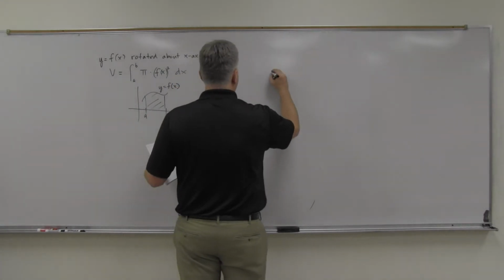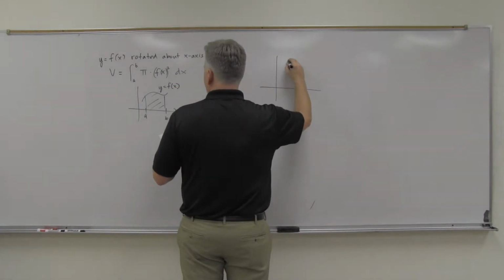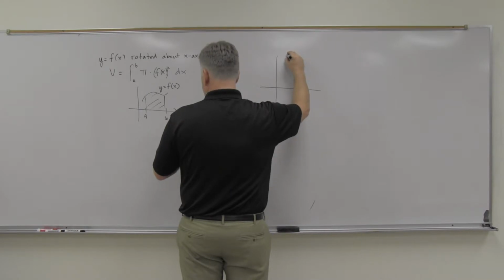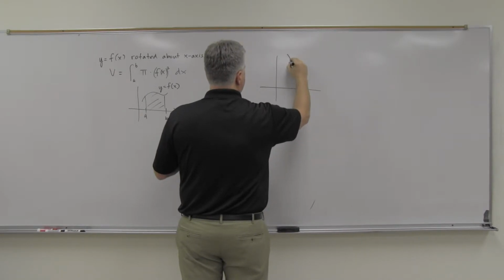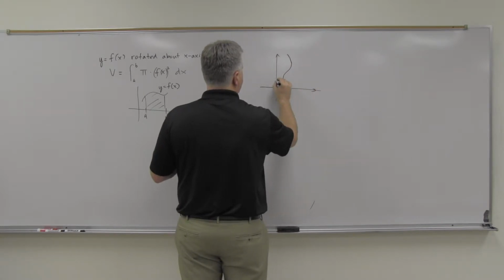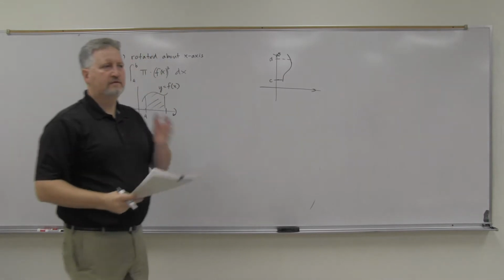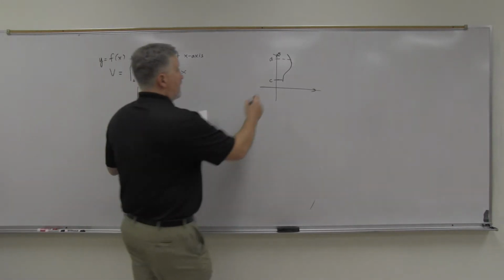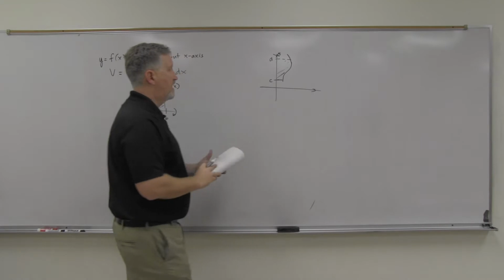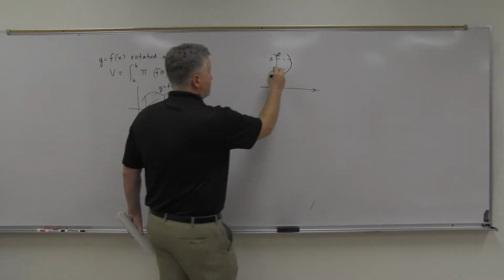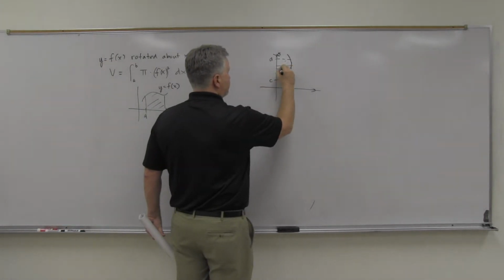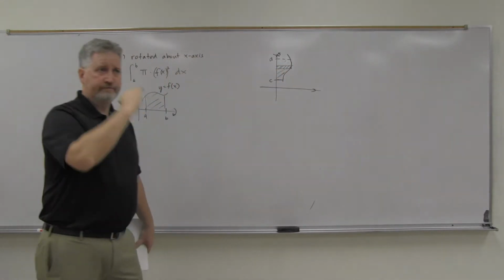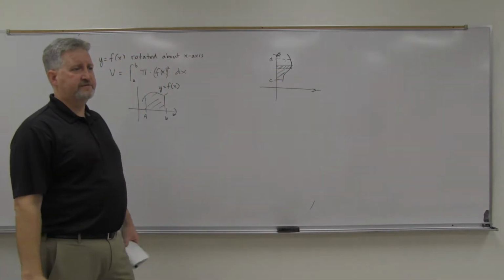Well, what if I take some function like that, and it's going from c to d here. So I want to take that and rotate it about the y-axis. Well, I think it's obvious there. I want to do my disk integration with typical rectangles that way.